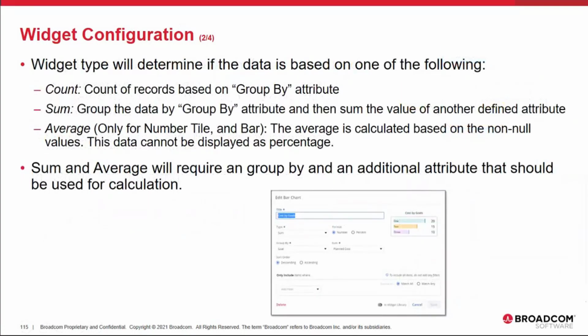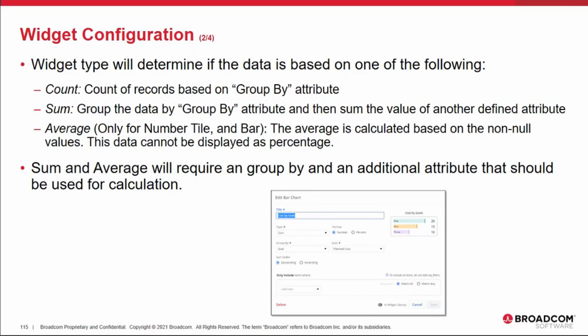The widget type will determine if the data is based on one of the following. You can either count the total number of records that will be the result of the group by. You can do a sum, in which case you can define the group by for an attribute and then sum based on another attribute such as the financial cost. Or you can do an average, where the average is calculated based on the non-null values for the group by.